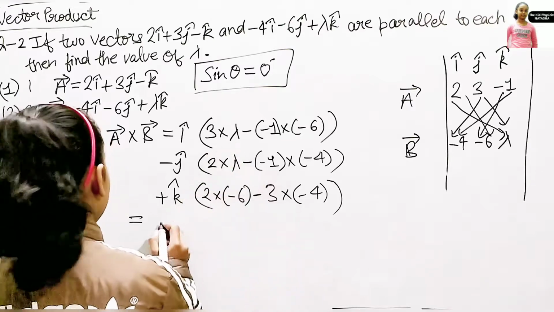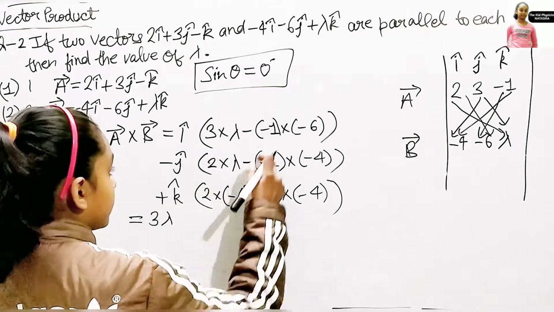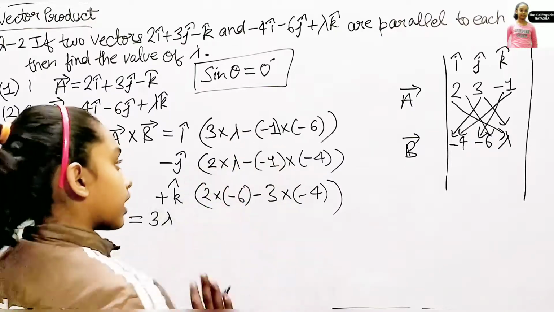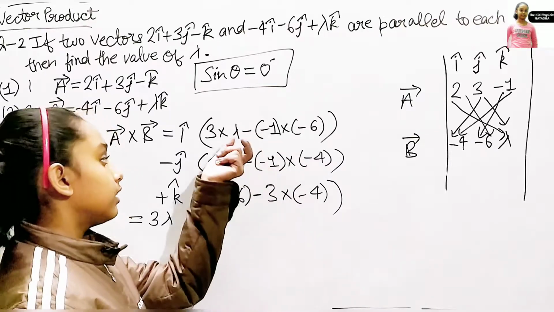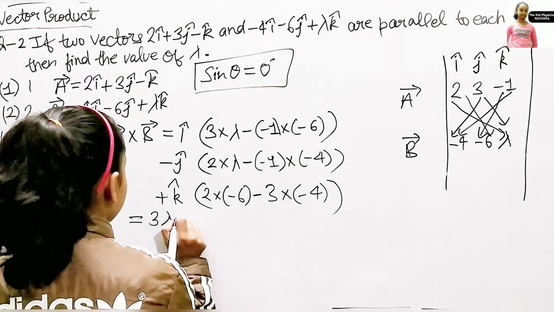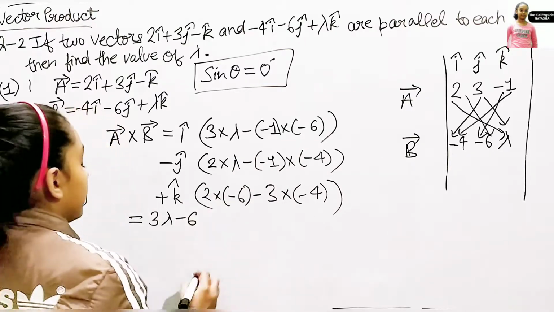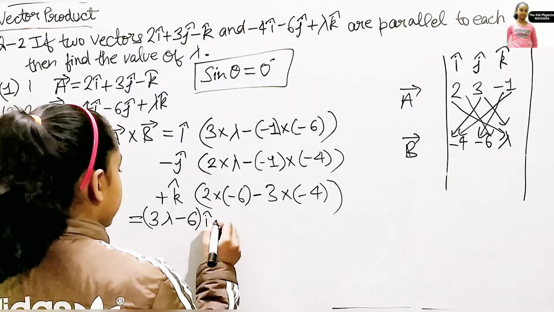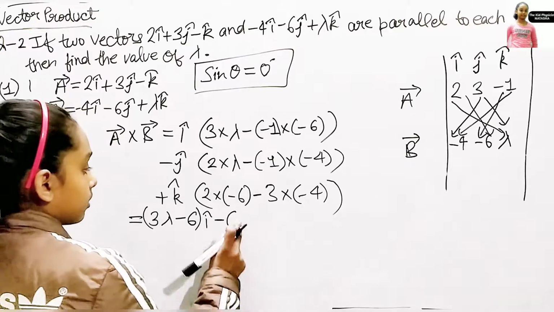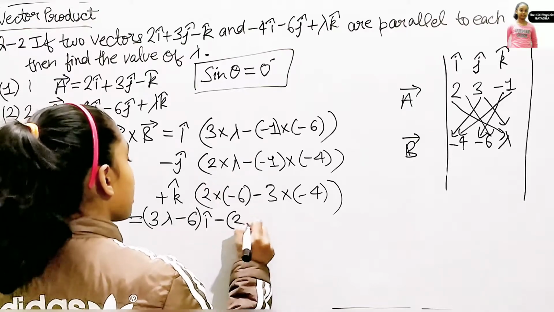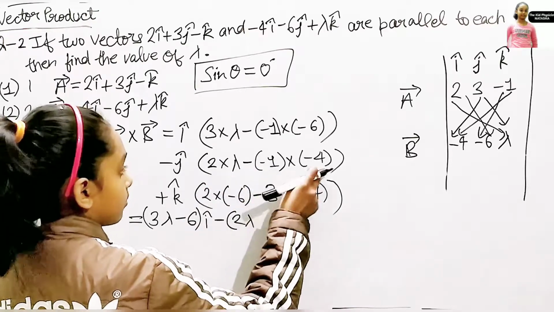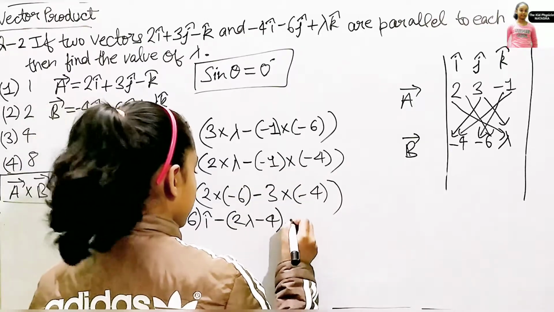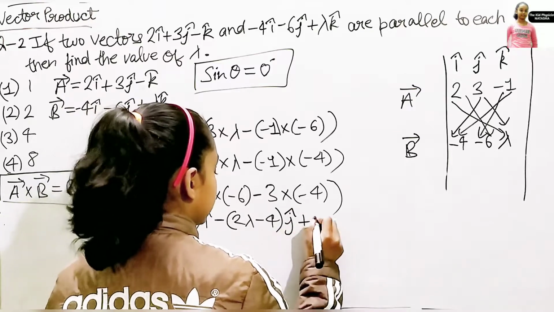3 into gamma will be 3 gamma, and minus will be plus. So forget about that, only minus 6, then minus 6. So 3 gamma minus 6, and this will be the value of i cap, and then minus what? Minus 2 into gamma will be 2 gamma, and minus 4, 2 gamma minus 4, and this will be of j cap, and then k cap 1.